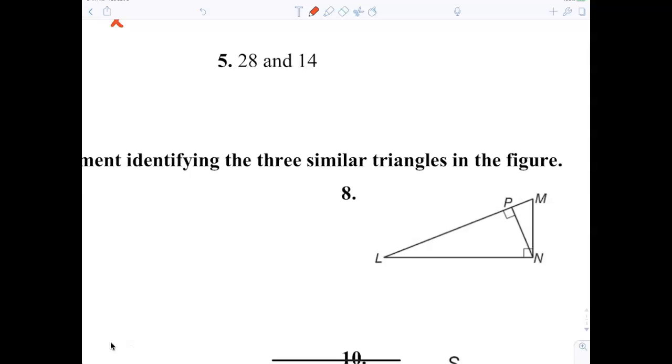Let's take a look at number 5. Same thing with number 5. There's no reason to multiply 28 times 14 because there's a common what? Nope, there's a common 14. Good job. So that would be what?